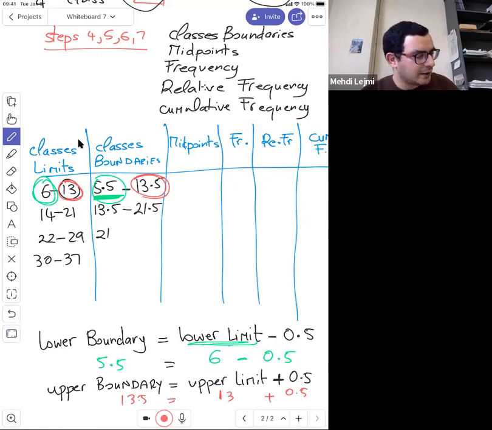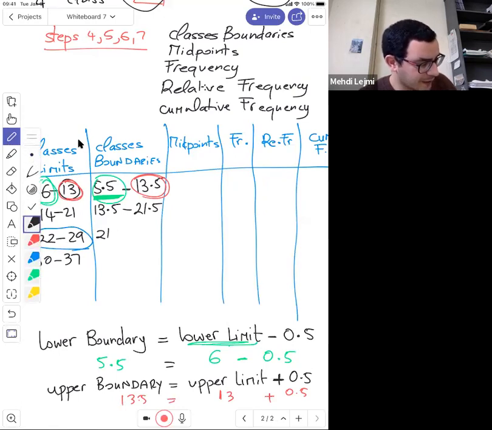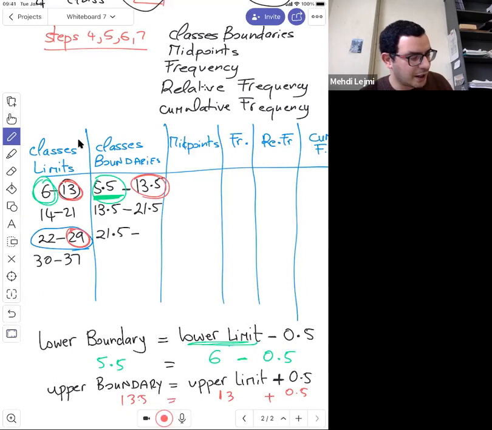Okay. Now for this third class, we have 22 to 29. For the lower boundary, you subtract 0.5, so that's 22 minus 0.5, which is 21.5. And then for the upper boundary, you add 0.5 to the 29, so 29 plus 0.5 will be 29.5.